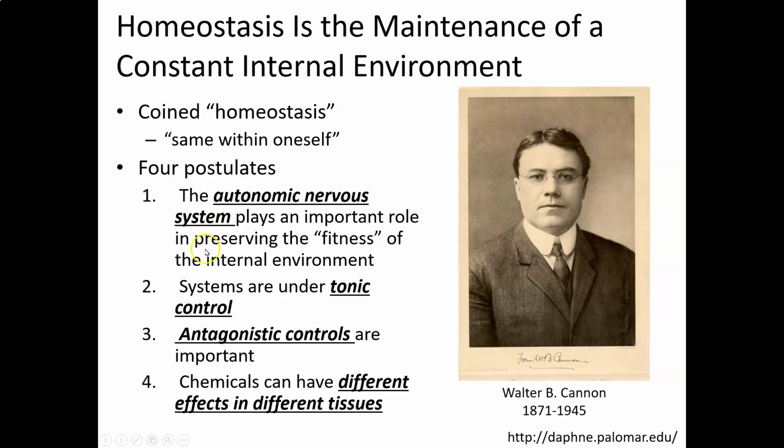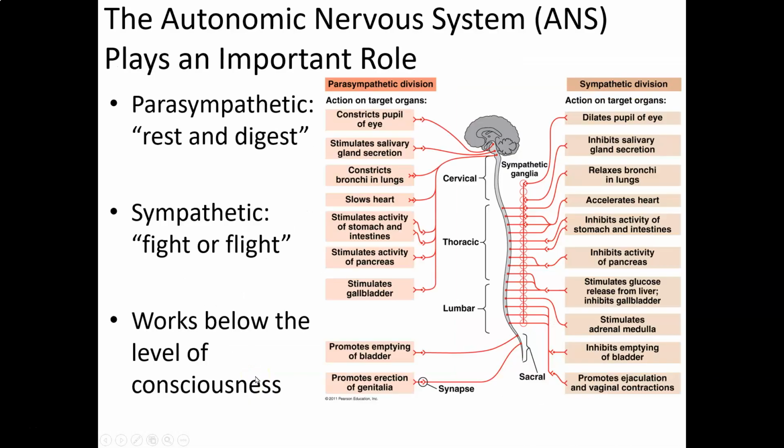And he said that the autonomic nervous system plays an important role in homeostasis, that systems are under what we call tonic control, that antagonistic controls are very important. It's the third time we've seen that term, antagonistic, different usage again in this section. And chemicals have different effects in different tissues. So those were his 4 postulates. Let's look at it in a little more detail.